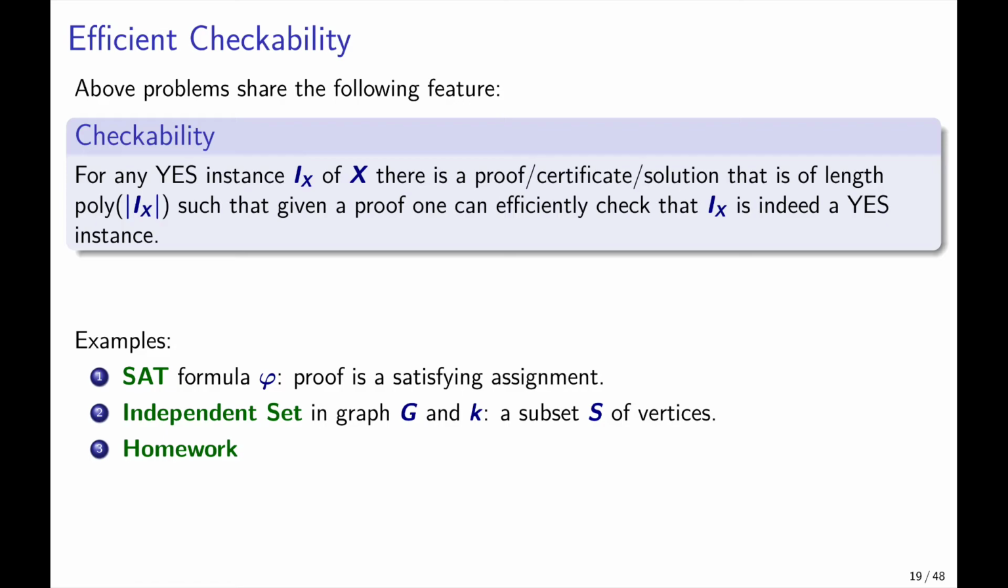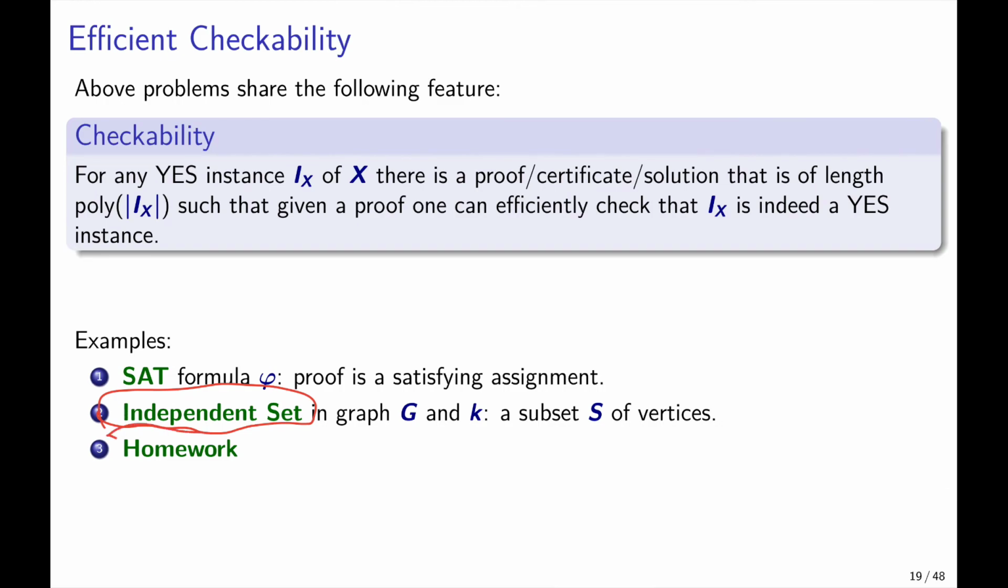So let's go through a quick example. If you give me a SAT formula, and I ask you, is there a satisfying assignment? If the answer is yes, you can just give me the assignment as a proof that the answer is indeed yes, I'm not lying to you. And of course, taking the assignment and verifying that it indeed satisfies the formula is easy, right? You just compute the formula. Independent set: is there an independent set in the graph of size k? If the answer is yes, you just need to give me the independent set, and I just check that it's independent. No pair of vertices are connected by an edge.